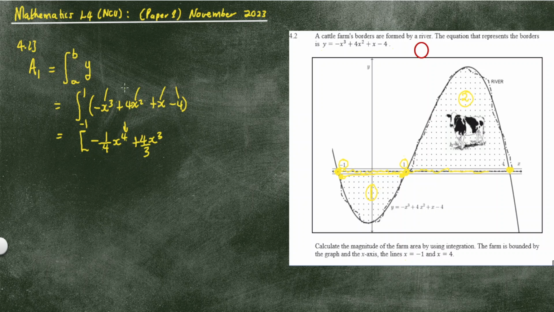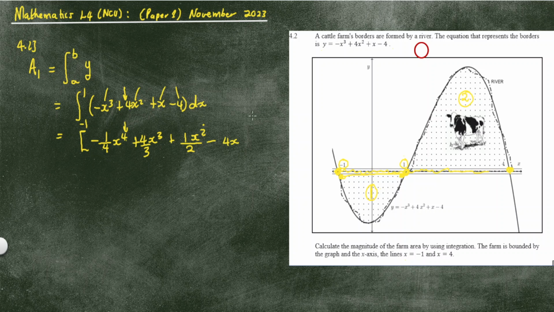Where's the 4 coming from? It's this 4. Plus x, the integral of x is going to be 1 x squared, because 1 plus 1 is 2. You take that 2 that you got and divide by it. That's your integral. Then the integral of a constant, like 4 dx, is just 4x.